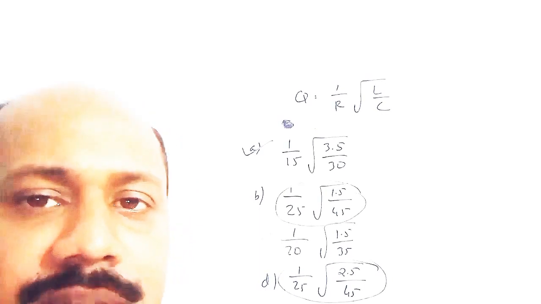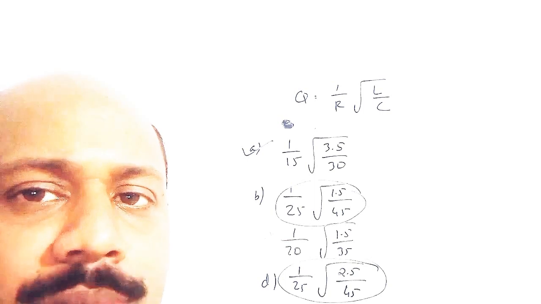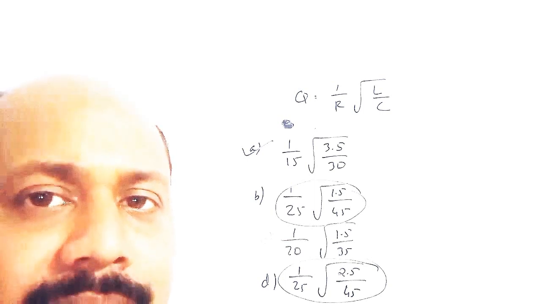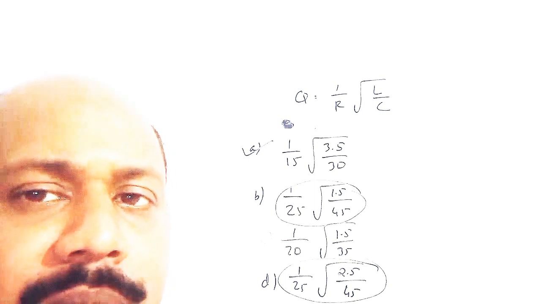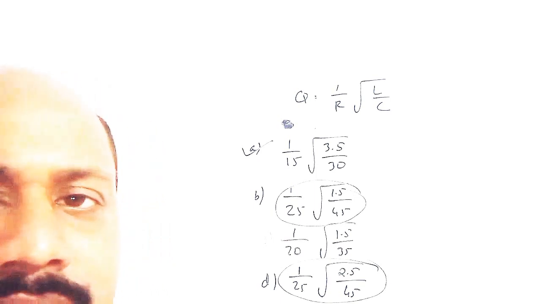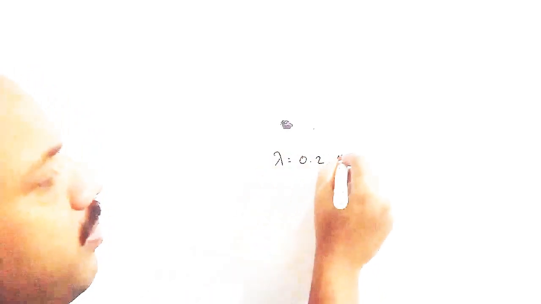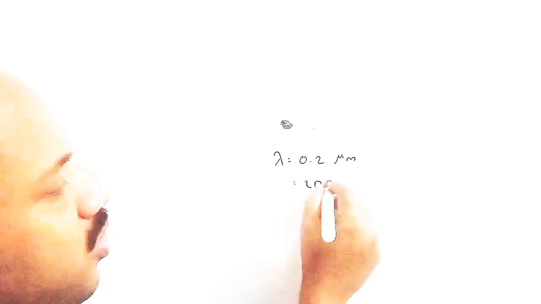Next, 7th question. A silver sphere, work function 4.6 eV, is suspended in a vacuum chamber by an insulating thread. Ultraviolet light of wavelength 0.2 micrometer strikes the sphere. The maximum electric potential of the sphere will be, right? We have to find the maximum electric potential of the sphere, right? Now, work function is 4.6. The wavelength of incident light is 0.2 micrometer. 0.2 micrometer means what? That is 2000 angstrom, right?